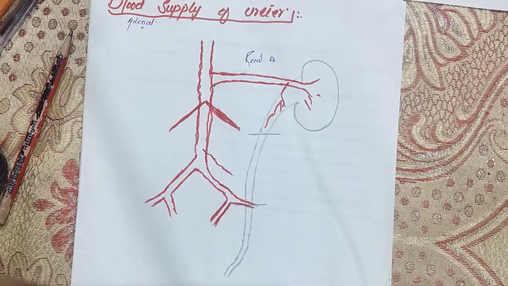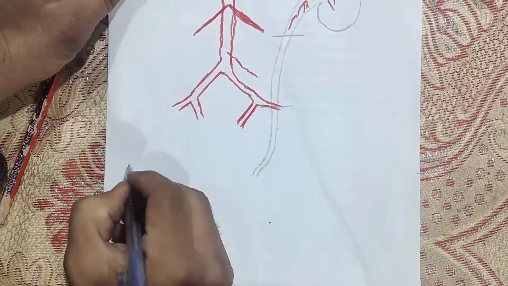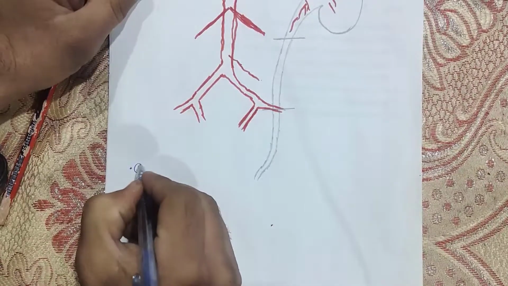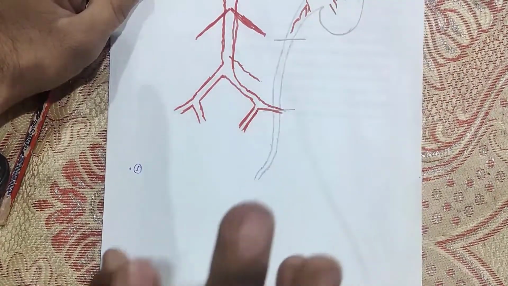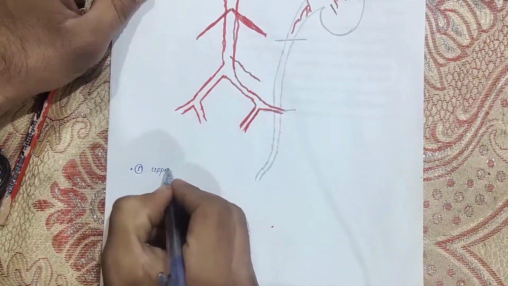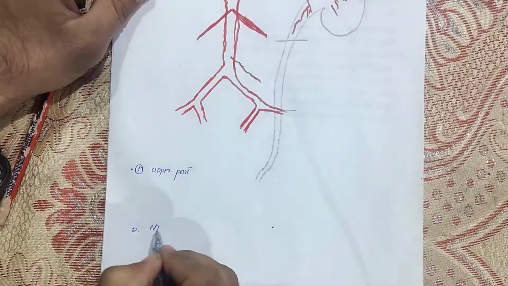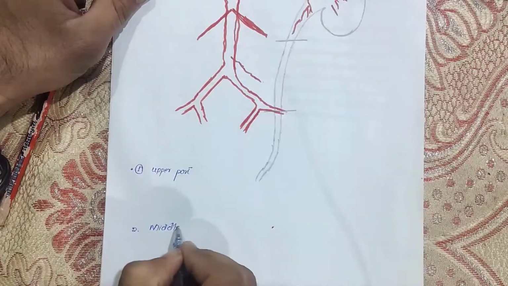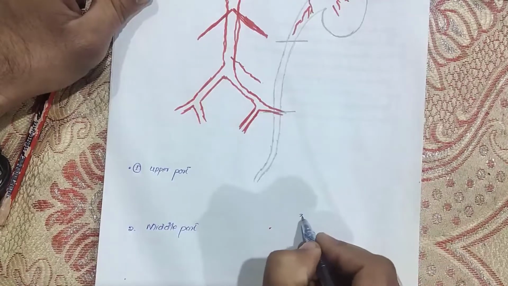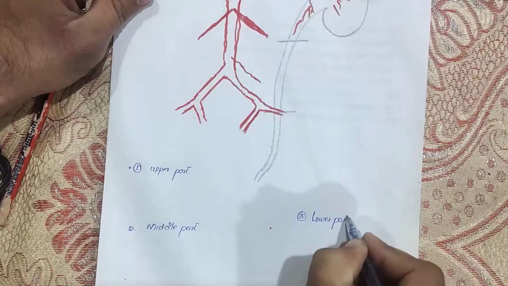So we say that our ureter gets its blood supply from three important regions. First we divide the ureter by its blood supply into three important regions. First of all, there is the upper part, then there is the middle part, and then there is the third one which is called the lower part. I will write it here, the lower part, or we say the pelvic part.